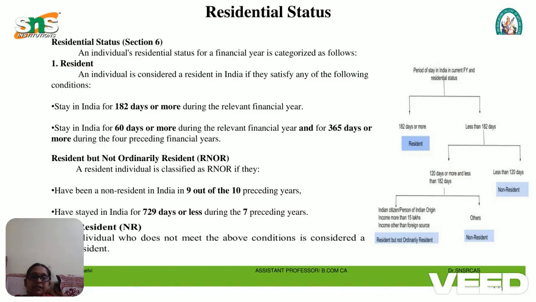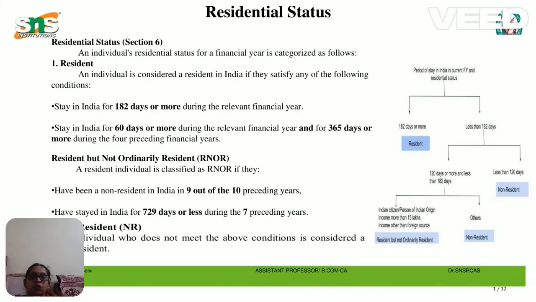In the Income Tax Act 1961, Section 6, the residential status provision is given. An individual's residential status for a financial year is categorized into the following categories. First, resident. The resident means the person will fulfill one of two conditions. The first condition is that in the relevant previous year, he is staying in India for a period of 182 days or more. That is the first condition under section 6 subsection 1A. If the person fulfills that first condition, he is called a resident.